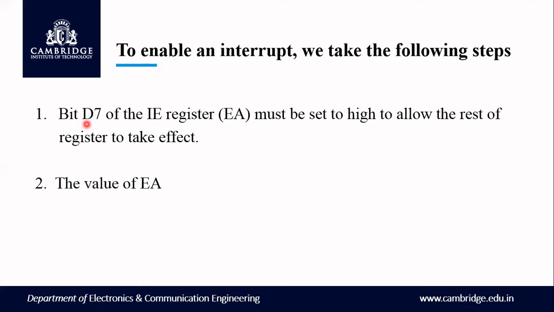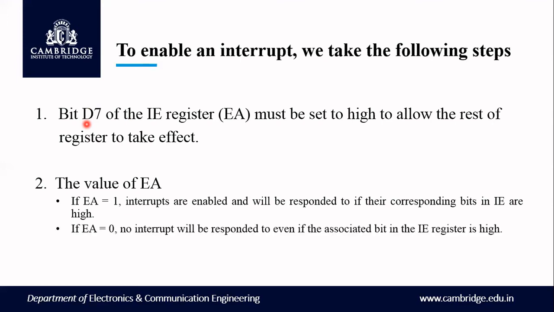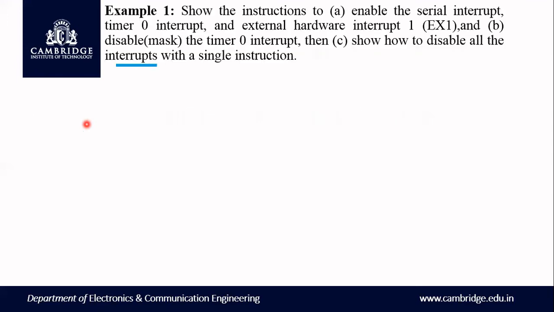Second point, the value of EA: if it is 1, interrupts are enabled and will be responded to if their corresponding bits in IE are high. That is important. And with EA equal to 0, no interrupt will be responded to even if the associated bit in the IE register is high. So if you want to enable the interrupts, EA should be made 1.